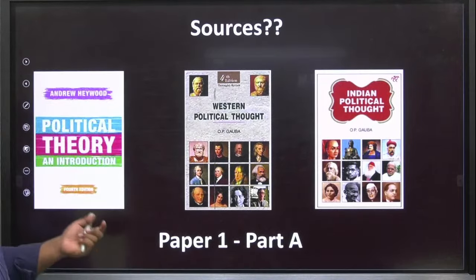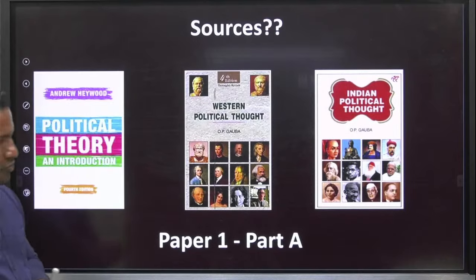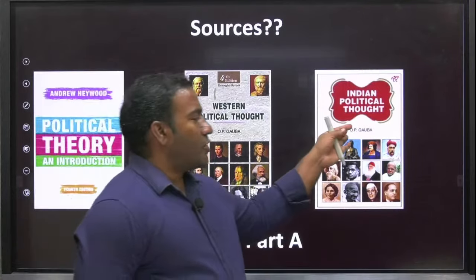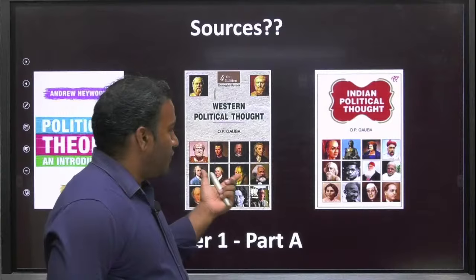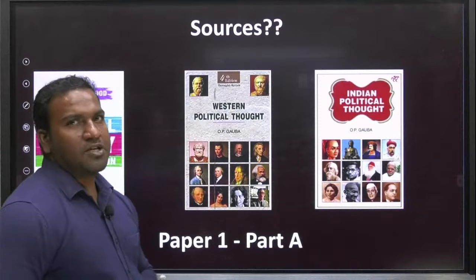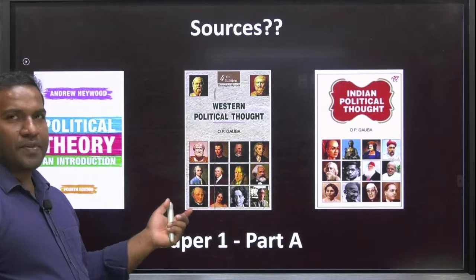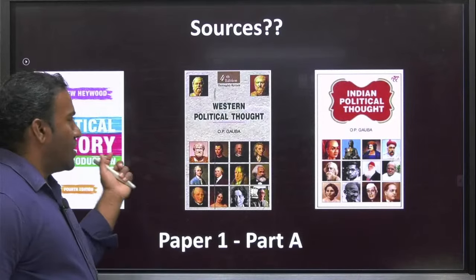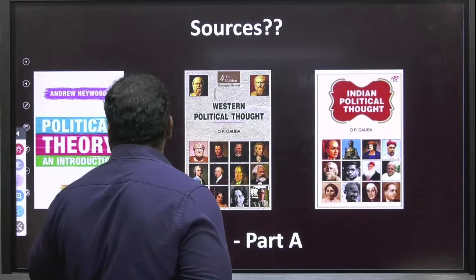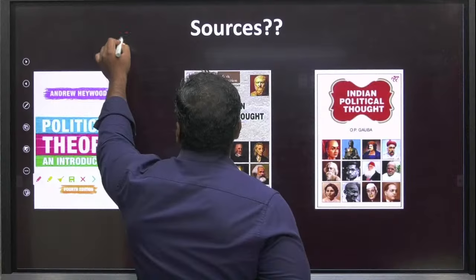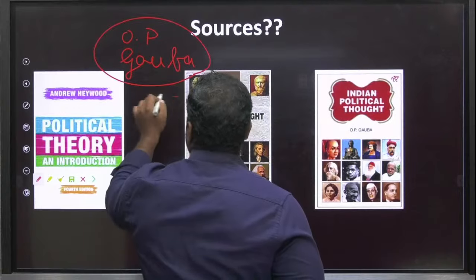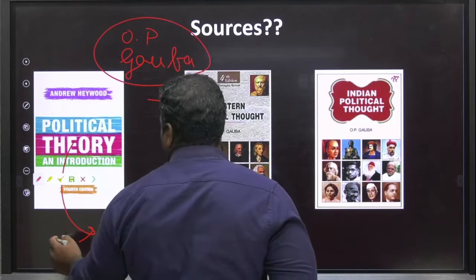Here we have the Andrew Heywood book for Western philosophy, O.P. Gauba, again Western philosophy, and Indian political thought by O.P. Gauba again. We can prefer either of these books, but keep it as a reference book. Don't read page by page, because reading page by page will not be that great. So you can prefer O.P. Gauba. For people who cannot see here, I will be writing here O.P. Gauba books, Western and Indian political thought, or Political Thought by Andrew Heywood.